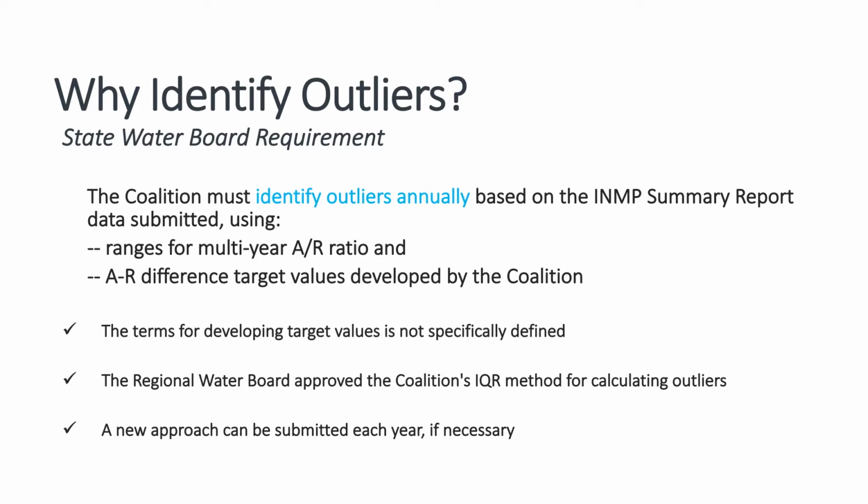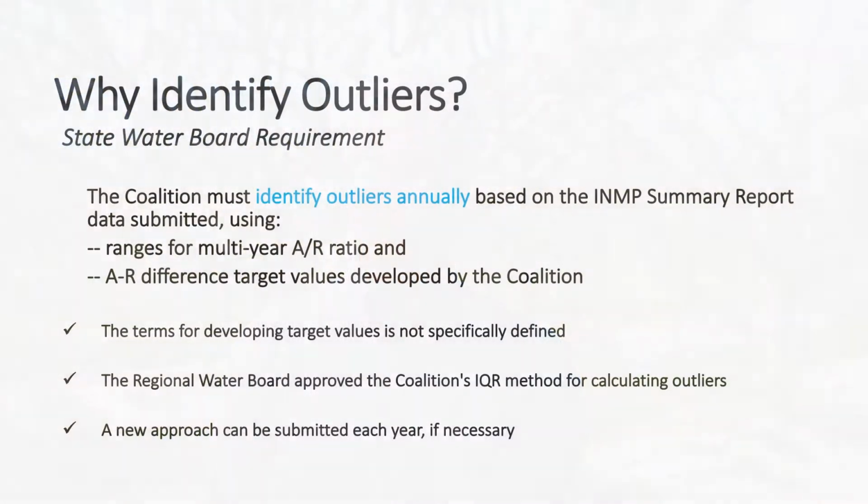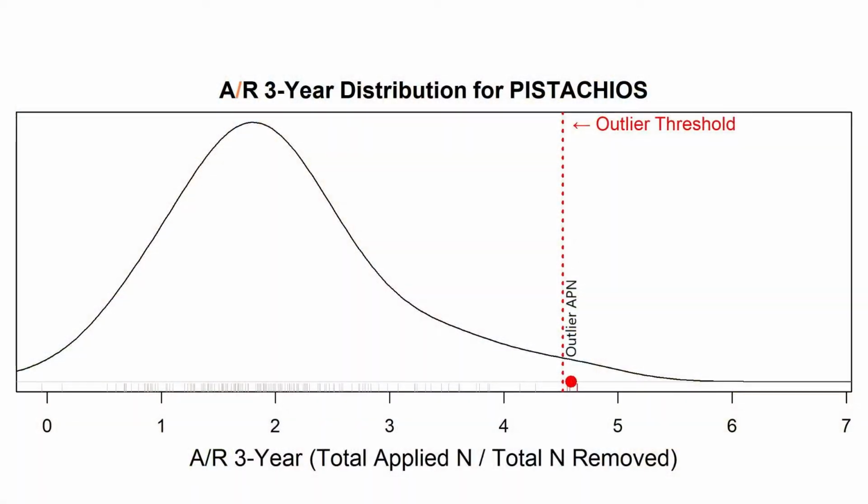The terms for developing the target values are not specifically defined, so we came up with a statistical approach that identifies fields that are fertilized outside of the normal range that growers are using for that particular crop. And the method that we use is a statistical analysis called the interquartile range, which was accepted by the regional board. And if we need to determine a different approach in the future, we will. But for now, this is the approach being used by the coalition in the Central Valley.